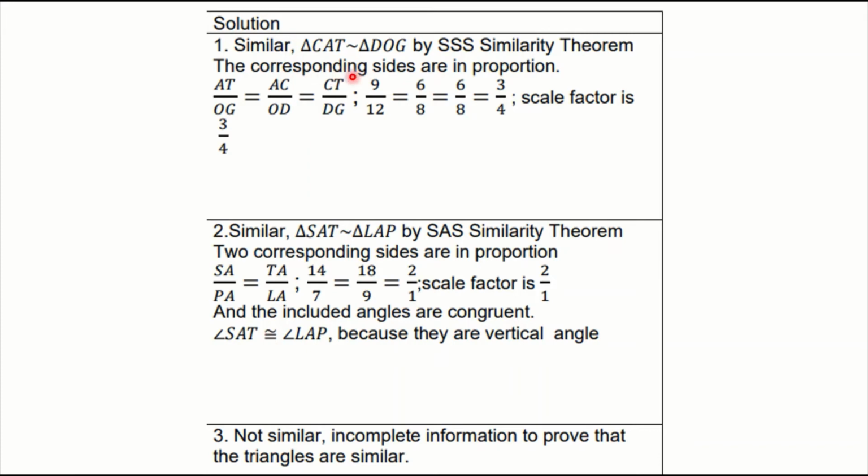So, the corresponding sides are in proportion. AT over OG is equal to AC over OD is equal to CT over DG. In substitution, 9 over 12 is equal to 6 over 8 is equal to 6 over 8, and the scale factor is 3/4. Why? Because the lowest term of the three is 3/4. So the scale factor is 3/4 and they are similar.